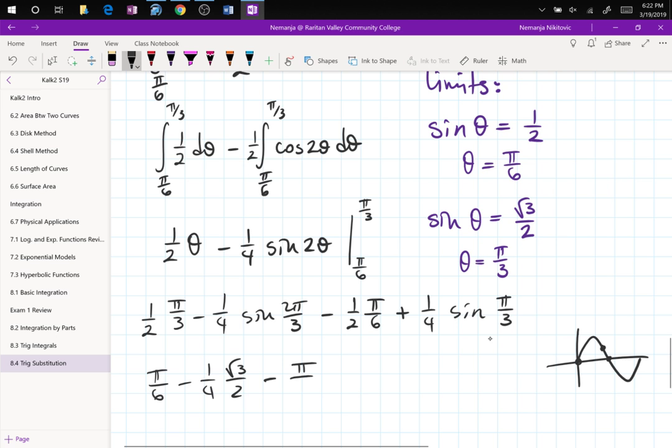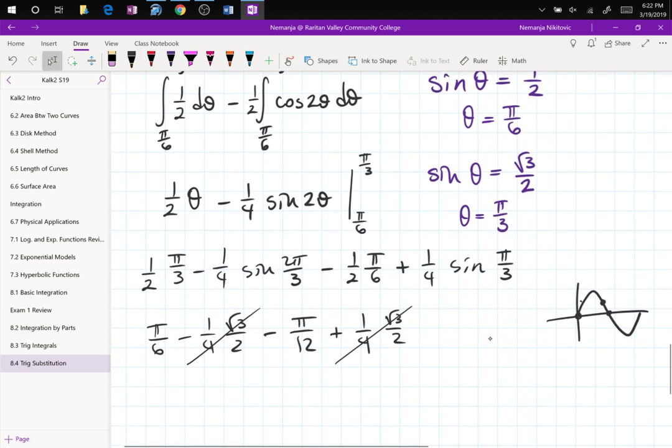Minus π/12 plus 1/4, π/3 on sine is √3/2. Now these drop, and the answer is π/12. Nice.